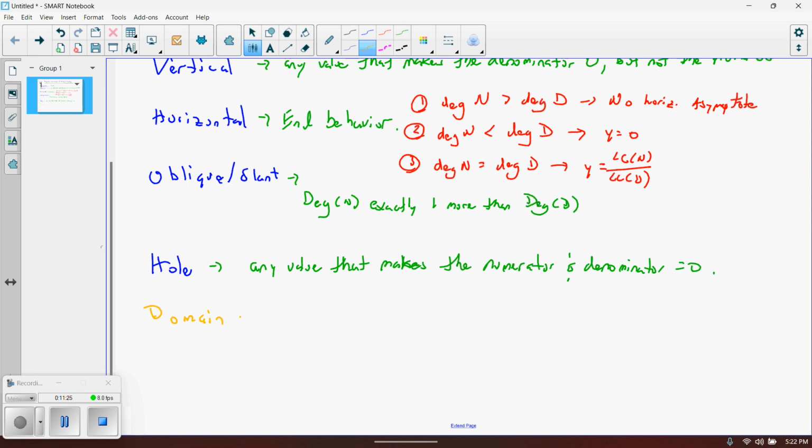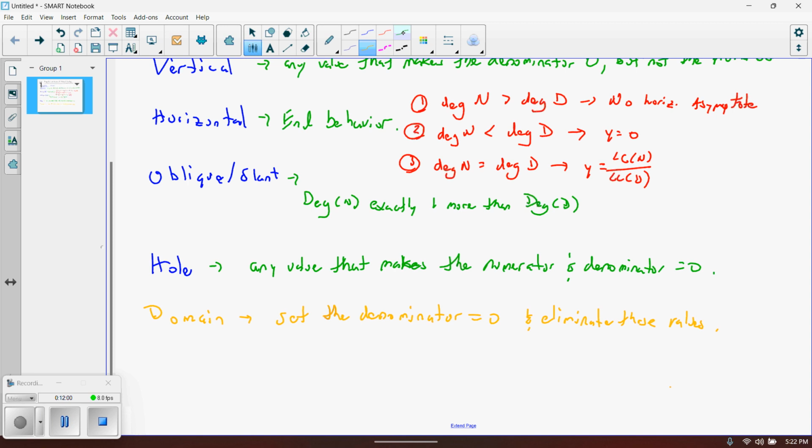And what you're looking for is you want to set the denominator equal to 0, and whatever makes the denominator 0 has to be eliminated from your domain. Everything else should be fine. So you'll set the denominator equal to 0 and eliminate those values. And we'll show how to write the domain after that.